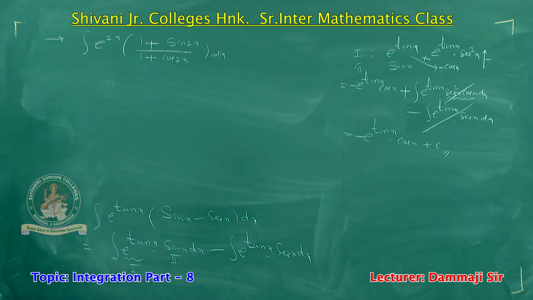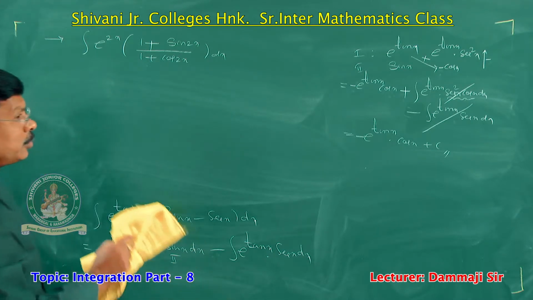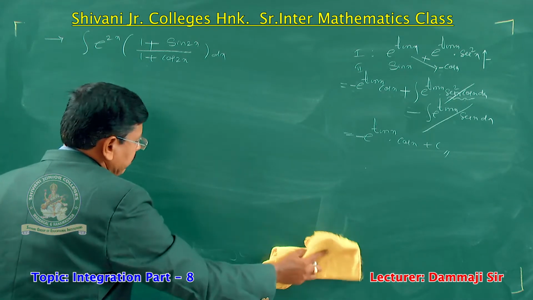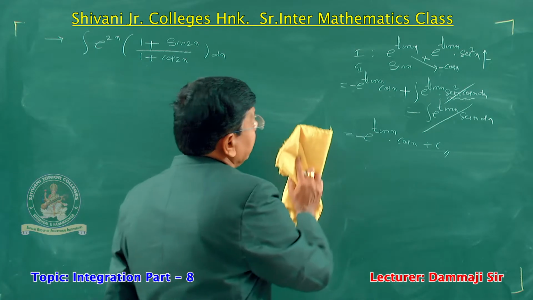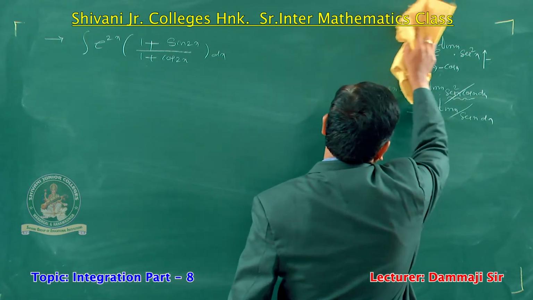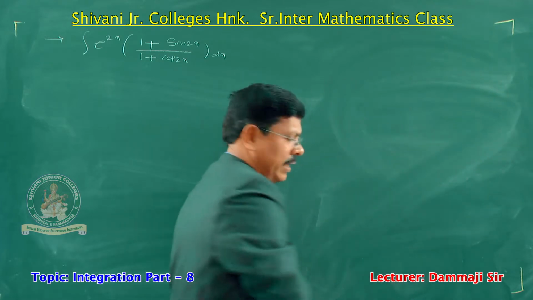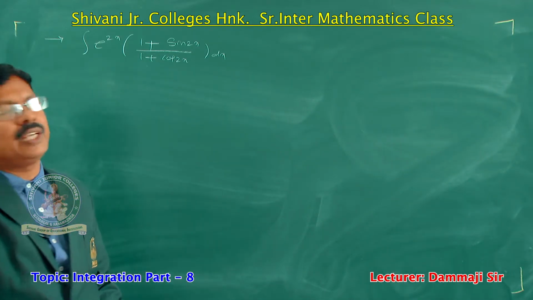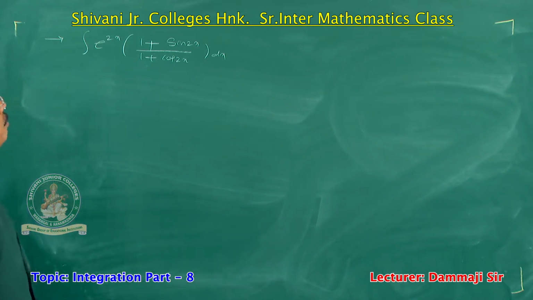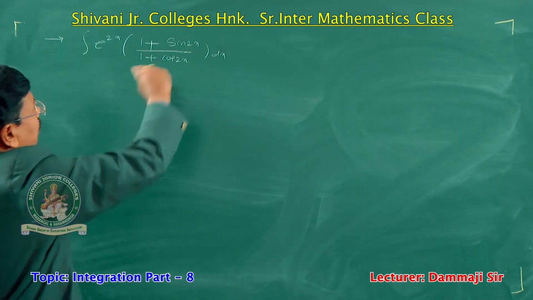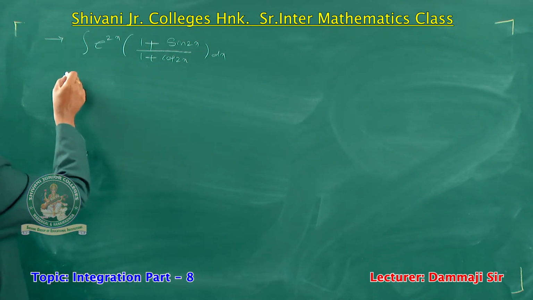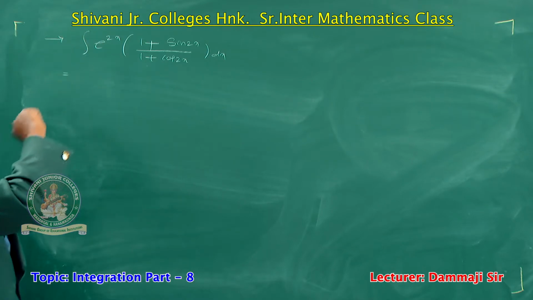Okay, but it should not have one of the standard formations, that is e power x of f of x plus f dash of x. We can reduce it and prepare the formation by using trigonometrical ratios. Why? Because the given problem belongs to trigonometry. Okay, again search for the trigonometrical formula.